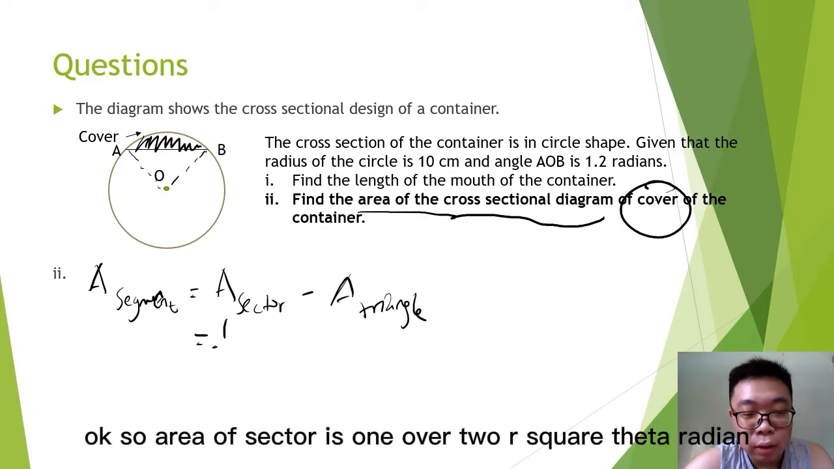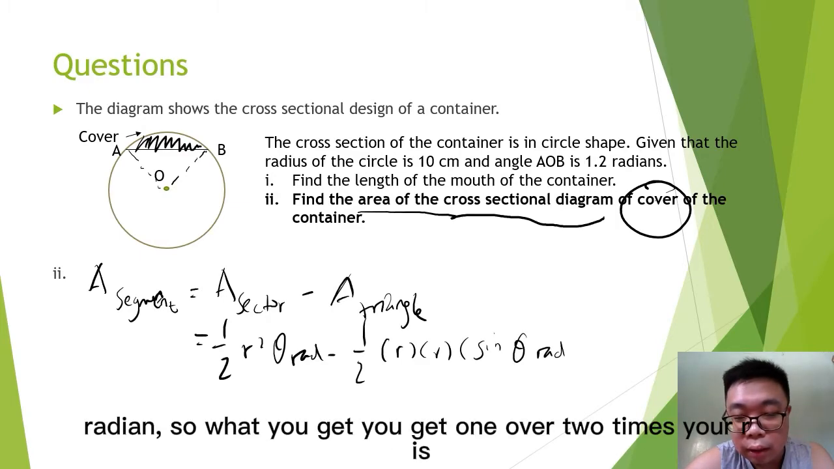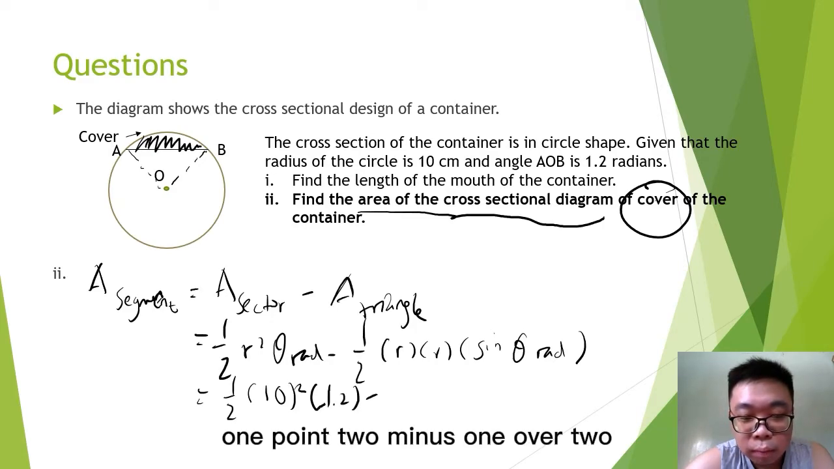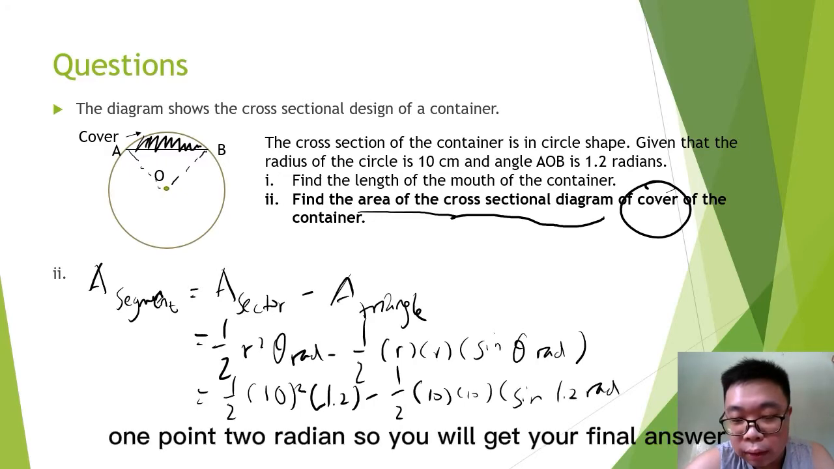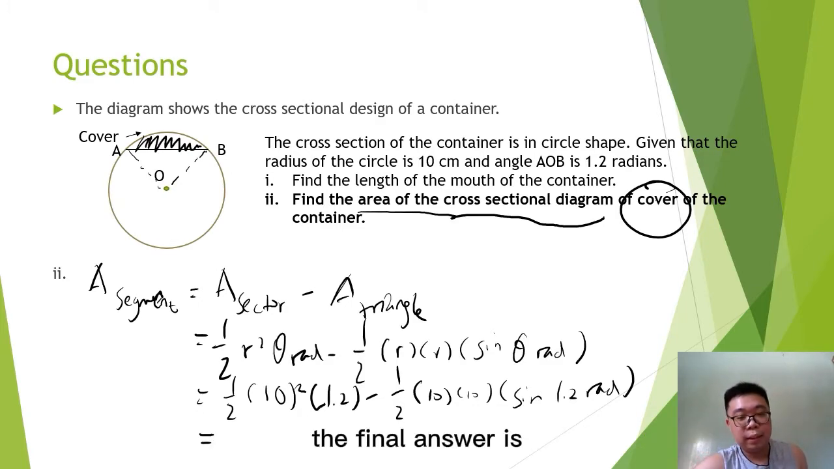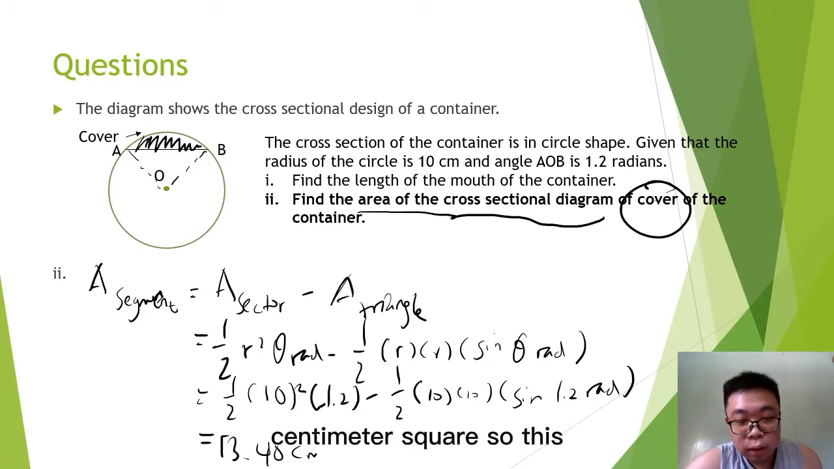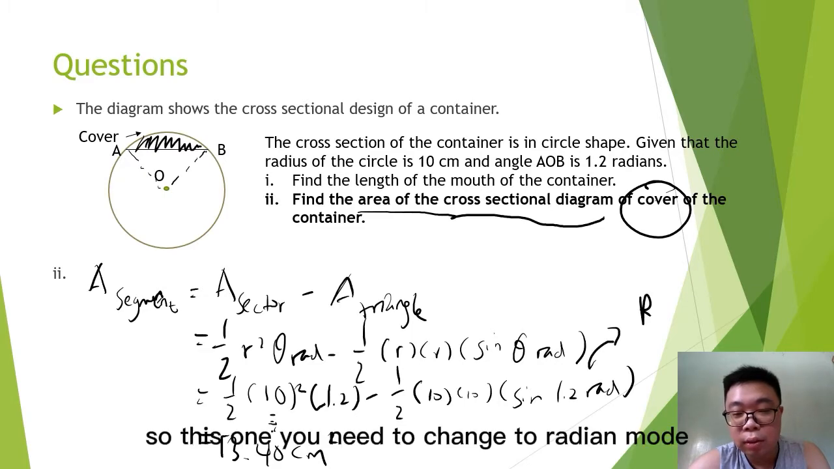Okay, so area of sector is 1 over 2 r squared theta radian. Area of triangle is 1 over 2 r squared sine theta radian. So what you get? You get 1 over 2 times r is 10 squared, theta radian is 1.2, minus 1 over 2, 10 times 10 sine 1.2 radian. So you will get your final answer. The final answer is 13.4 centimeter squared. So this is the process; you calculate by yourself using the calculator. Remember, you need to change to radian.